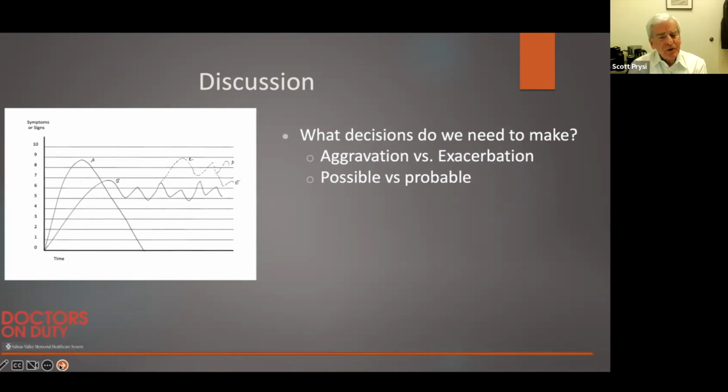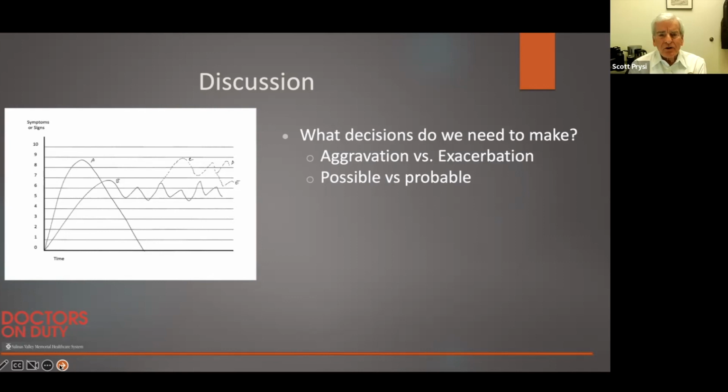So the patient had pre-existing problems, and now they're worse. For what reason? If it's thought that there's a new injury that occurred, then that's an aggravation, and it's a C graph. It represents an increase in symptoms. Or are we interpreting this really as just the predictable waxing and waning of the pre-existing problem? We need to make that decision, whether it's an aggravation or an exacerbation. And we also want to quantitate this to the degree possible.